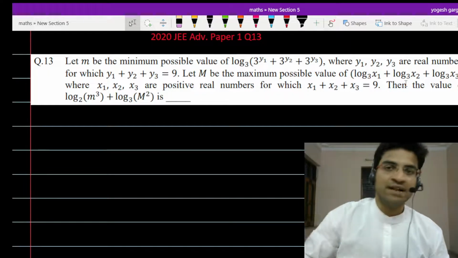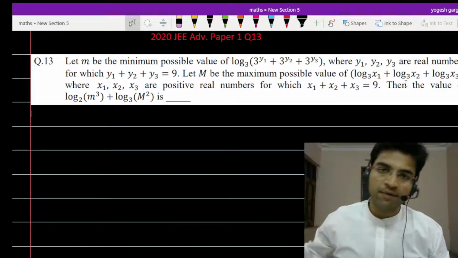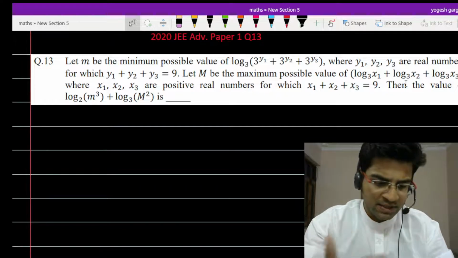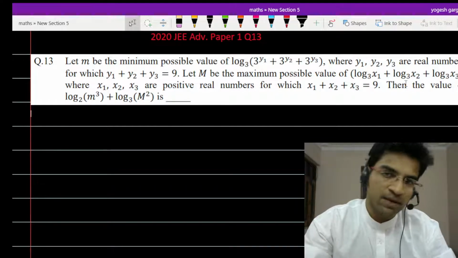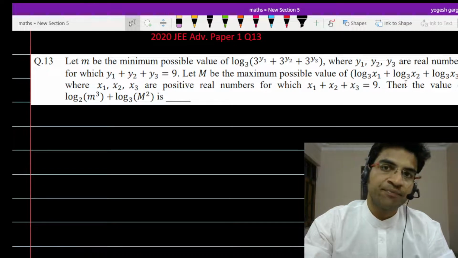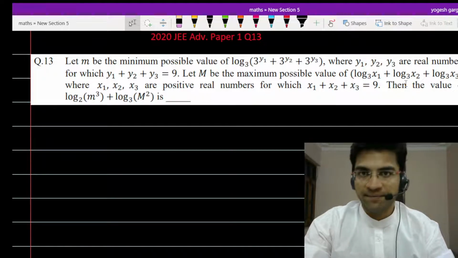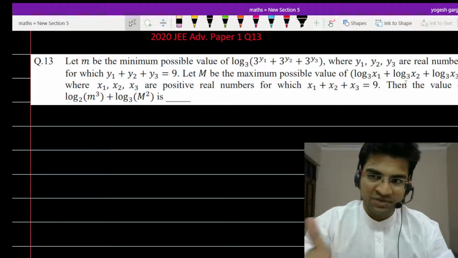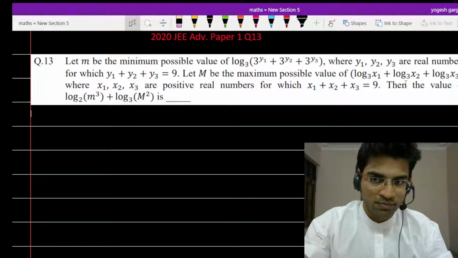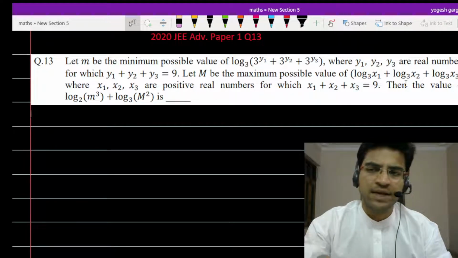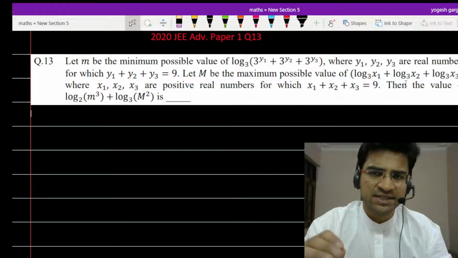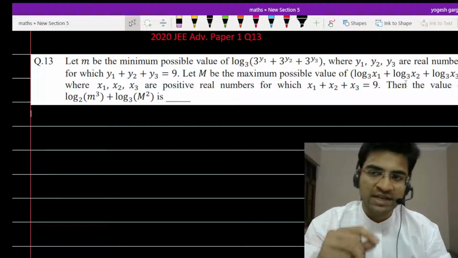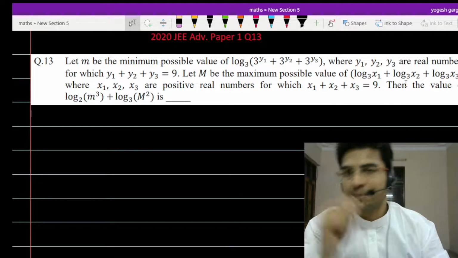It gives a hint itself. Positive real numbers, you have maximum-minimum type of thing, right? If there are three or more positive real numbers, what we can do there is that their AM is greater than or equal to GM. That's the logic. Now, finally, it is asked to find the value of log base 2 of m cube plus log base 3 of M square, but that is irrelevant. If we are able to find small m and capital M, this can be answered very easily. The point is how to find small m and how to find capital M.